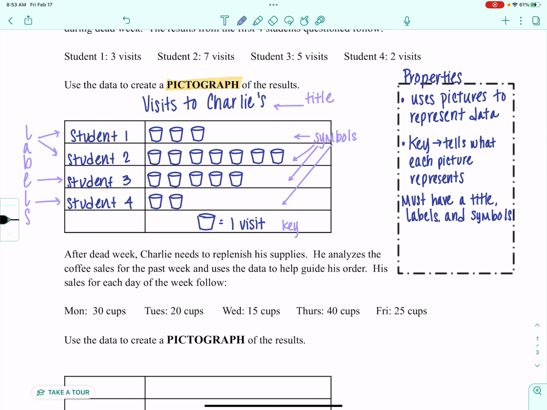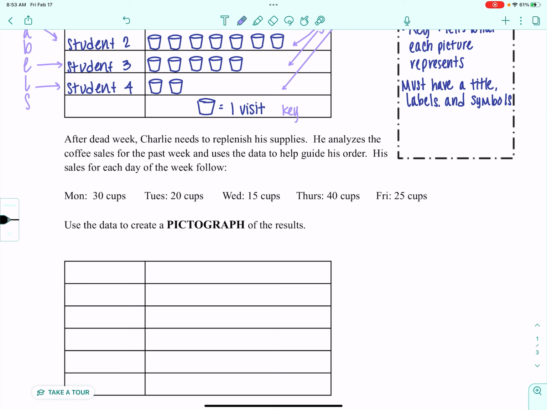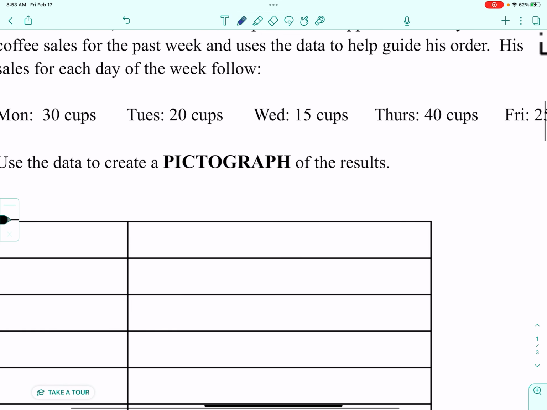Now let's see what we have going. After Dead Week, Charlie needs to replenish his supplies. He analyzes the coffee sales for the past week and uses the data to help guide his order. His sales for each day of the week follow. Use the data to create a pictograph of the results. So we need another pictograph. We'll create a title. Again, it doesn't have to be super fancy. We'll call this Coffee Sales. There's our title.